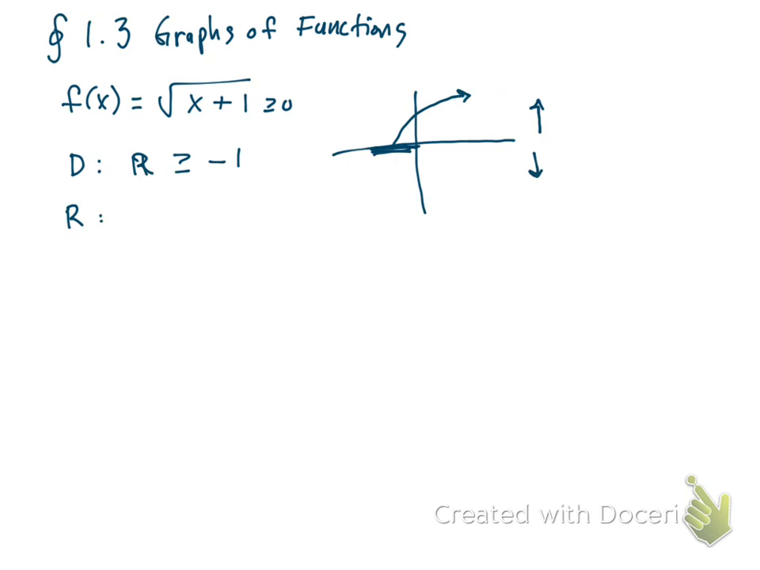All right, cool. So let me take this off. So the range for this one, the up and down, would be all real numbers greater than or equal to 0. So I'm not going to get anything below that 0 for the range on this one, okay?